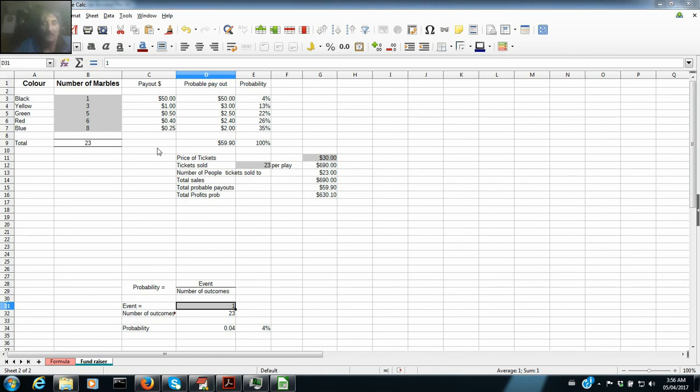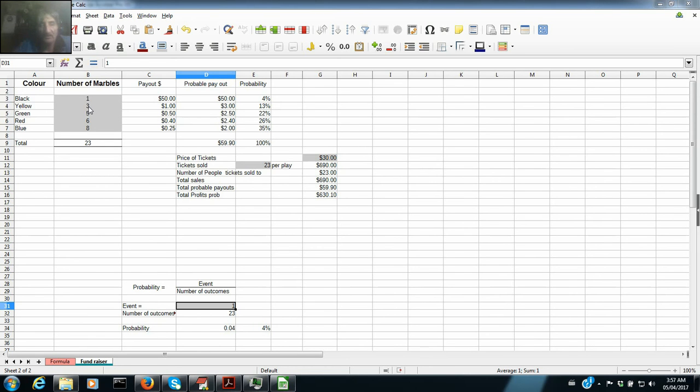Okay, well, we know what our total number of outcomes is. There's 23 down here. And each number, the 1, 3, 5, 6, and 8, is our event. So in the first instance, which is already worked out, we have event over outcome gives us probability. So for 1 out of 23, we get a 4% chance. So that's what the person has for a chance of getting that $50.